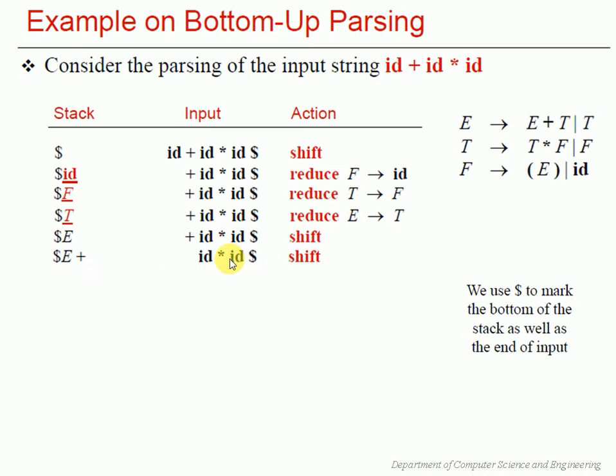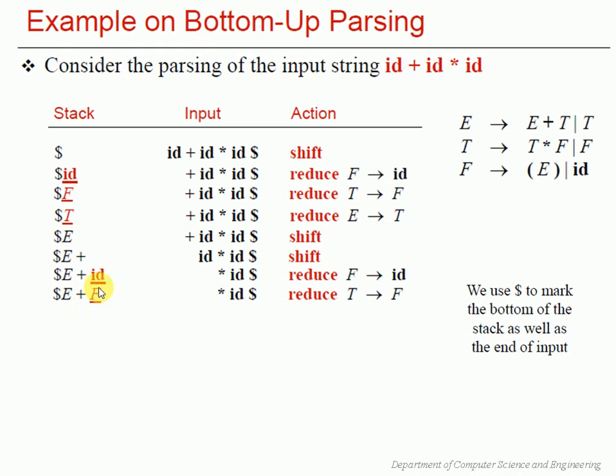So that is, here it is ID, which makes it E plus ID, and here it is star and ID. So here, since ID is a handle, ID has to be replaced with F with a reduction operation. Okay, the production being used is F gives ID. So ID will be replaced with F.